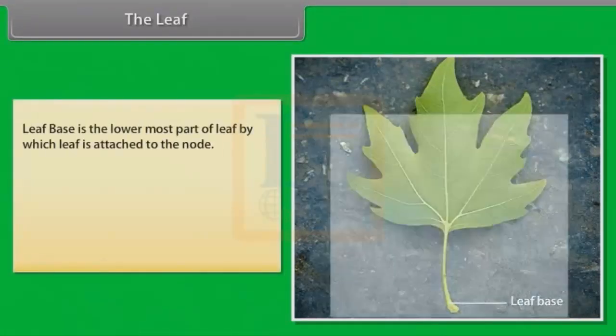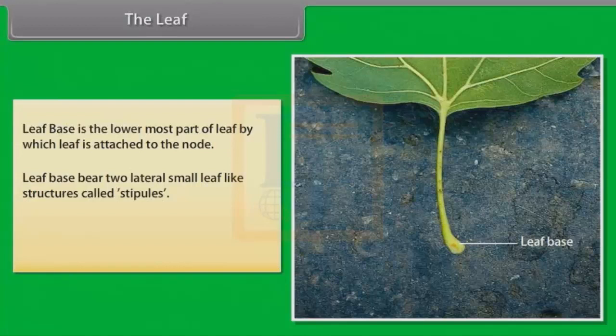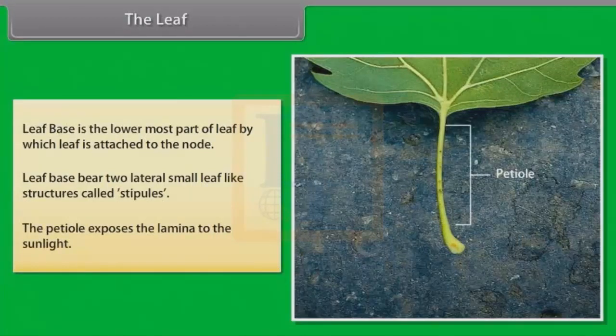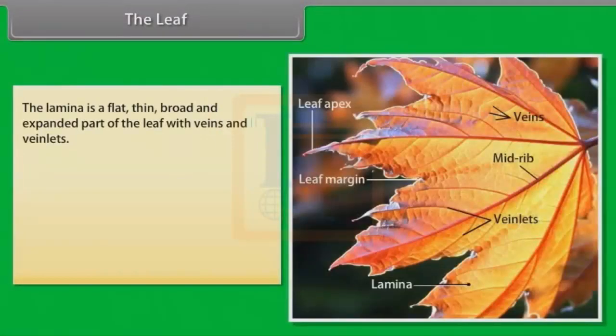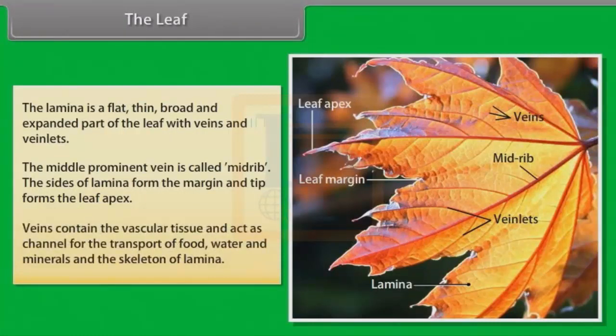Leaf base is the lowermost part of the leaf by which leaf is attached to the node. Leaf base bears two lateral small leaf-like structures called stipules. The petiole exposes the lamina to the sunlight. The lamina is a flat, thin, broad and expanded part of the leaf with veins and veinlets. The middle prominent vein is called midrib. The sides of lamina form the margin and tip forms the leaf apex. Veins contain the vascular tissue and act as channel for the transport of food, water and minerals, and the skeletal framework of lamina.